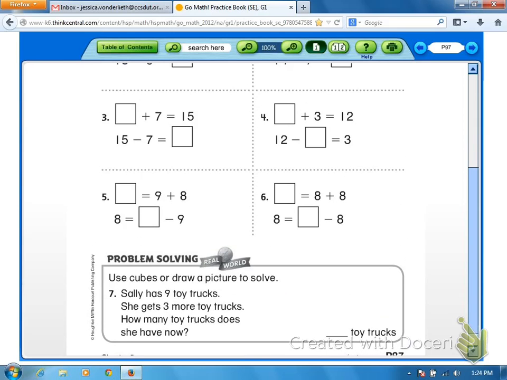And at the bottom, the story problem: Sally has 9 toy trucks. She gets 3 more toy trucks. How many toy trucks does she have now? And that's just a simple addition problem.